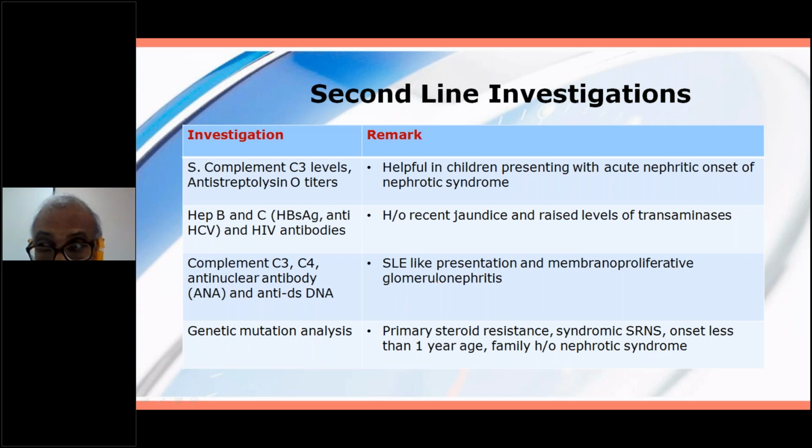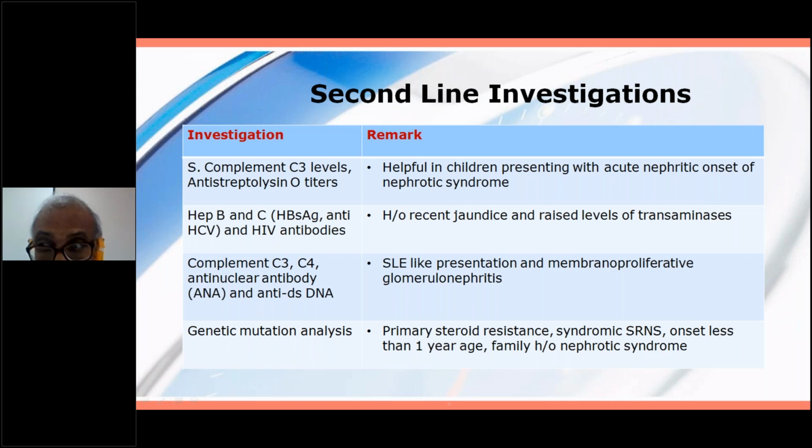Genetic mutation analysis is the latest one. Now genetics has developed. In primary steroid resistance cases, where from the beginning itself the patient is resistant to steroids, genetic studies are necessary. They are also necessary when there are syndromic features. Onset of nephrotic syndrome below 1 year means mostly congenital nephrosis. So you have to know the genetic problems, whether it is Denys-Drash or Frasier syndrome or something. Or if there is a family history, there also genetic studies are important. So these are all the second line investigations.